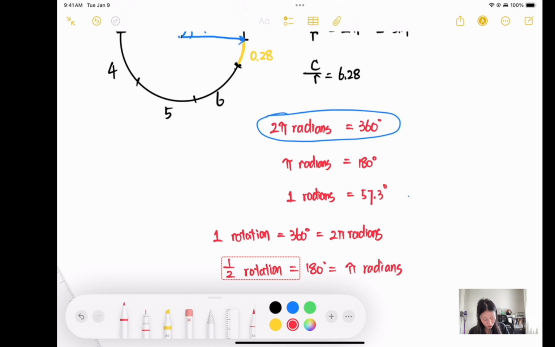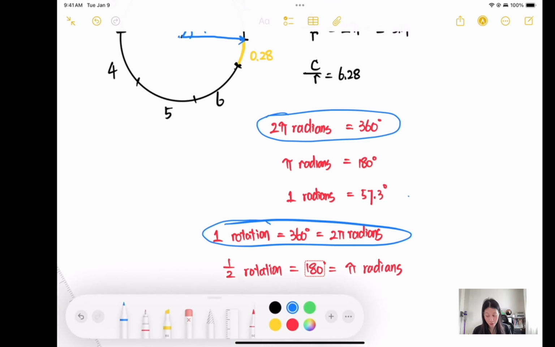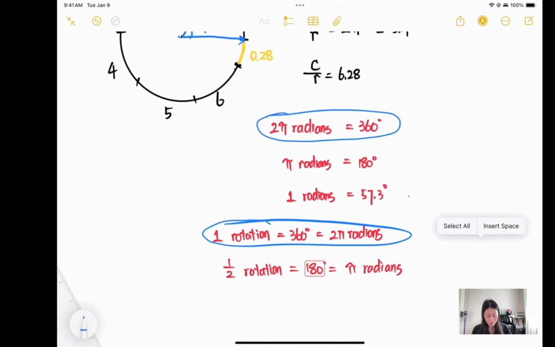So all of this just comes from one rotation equals 360, and then we can keep going, divide by another half, which is 1/4 of a rotation, equal to 90 degrees, or pi over 2 radians. Okay, so far so good. So two things you just need to remember: 2 pi radians equals 360 degrees, which is one rotation, which also equals 2 pi radians.